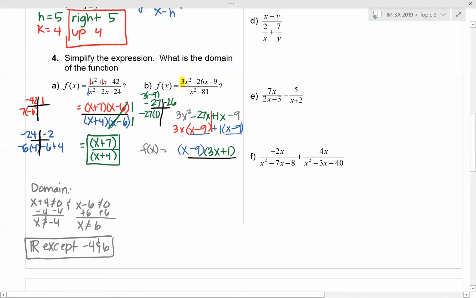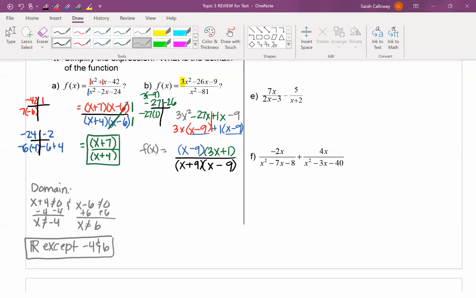If we look at our denominator, notice that we have a difference of two squares. X squared is a perfect square, and 81 is a perfect square. It has a square root of 9. So that means that x squared minus 81 factors to x plus 9 times x minus 9. So now looking at that, we can identify our domain.